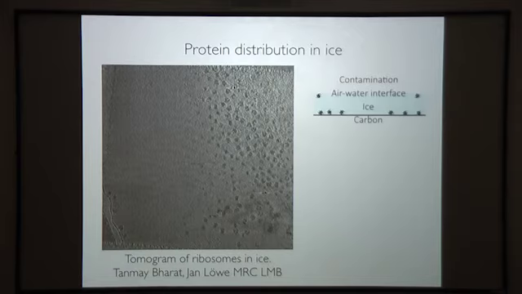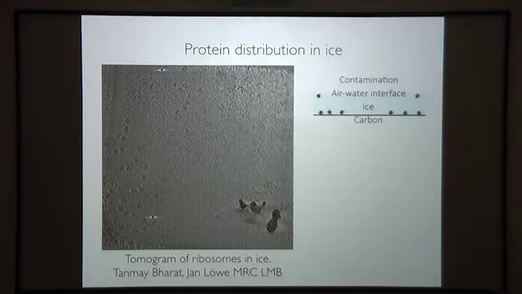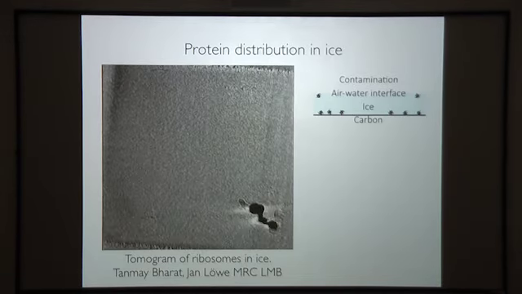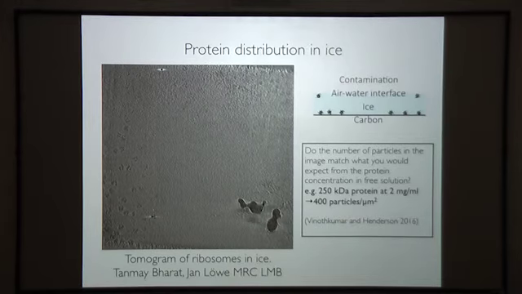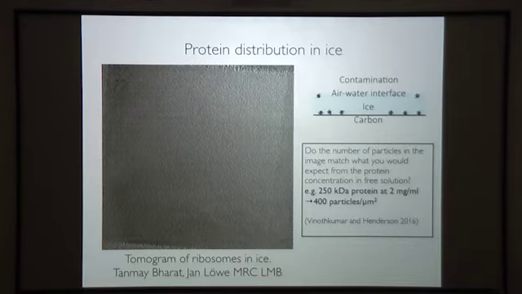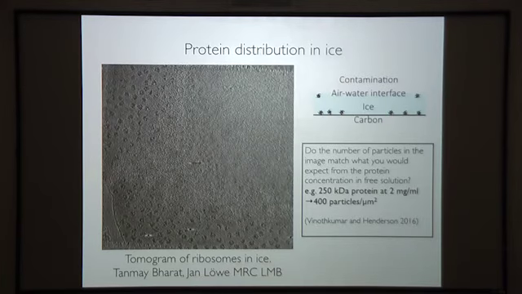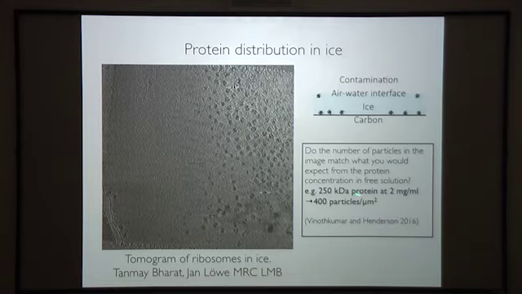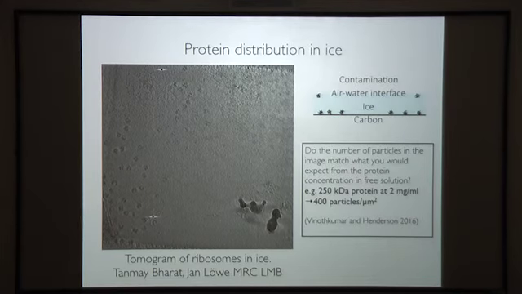And so it's really the surfaces, both the carbon and the air-water interface, that affect the protein distribution. This can lead to an overall lack of reproducibility from grid to grid. Now, often the protein concentration, because of these surface effects, does not match the protein concentration in solution. So the protein density can be higher than expected if the particles tend to adsorb to the surface, and lower than expected if they repel the surface or tend to adsorb to the support structures themselves.